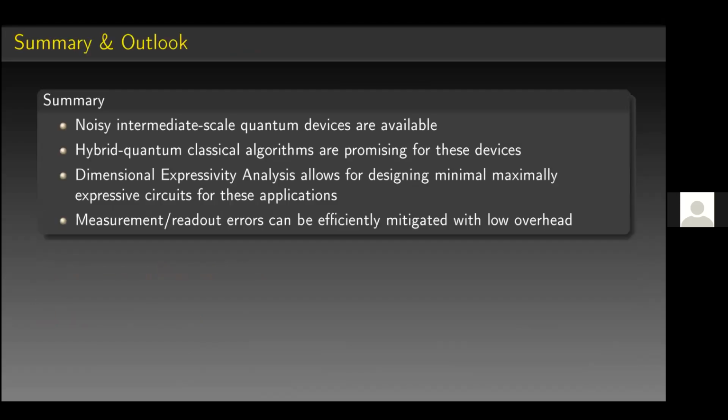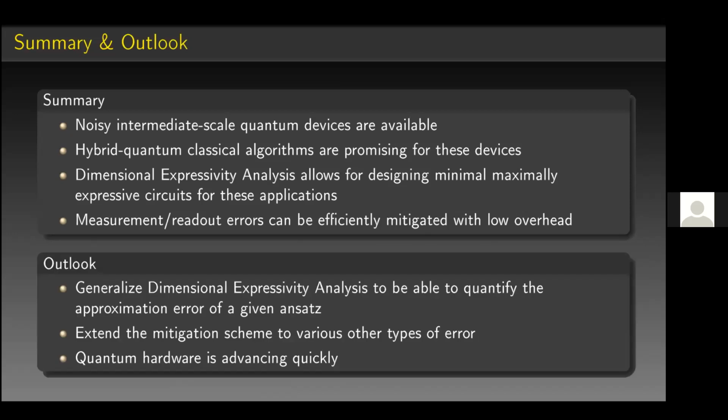I have shown you, and hopefully convinced you, that we have these noisy intermediate scale quantum devices. And what we hope to use them for, at least from a physics point of view, in the upcoming years, is possibly hybrid quantum classical algorithms, because they leverage the advantages of both worlds. And I've shown you 2 methods which are tailored towards applications on these devices, namely dimensional expressivity analysis, which allows you to design minimally, maximally expressive circuits for such setups, and a measurement error mitigation scheme, which allows you to tackle the most dominating errors on such devices.